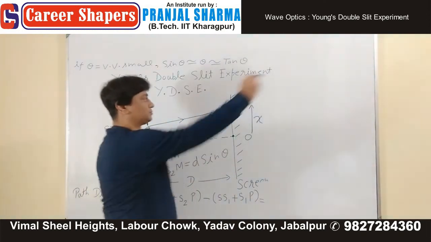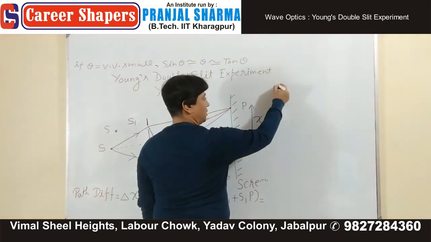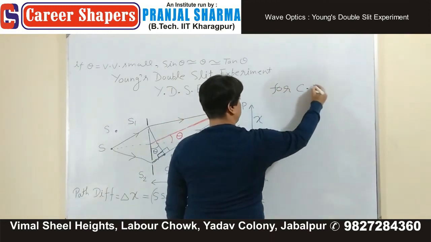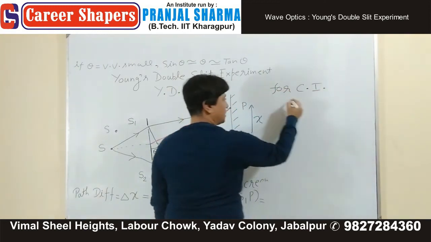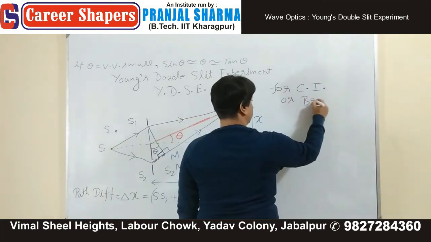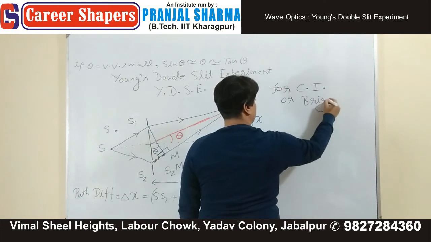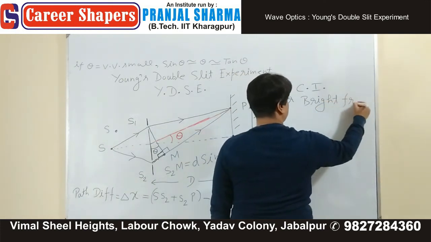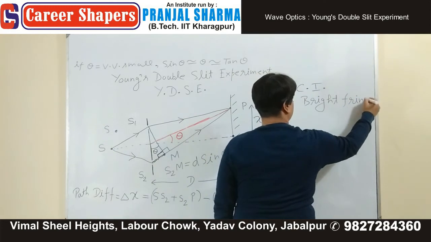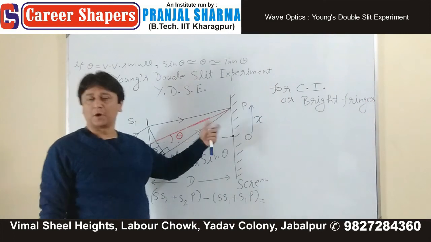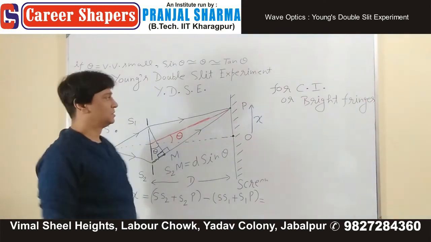Look here. For constructive interference or bright fringes, the bright spot is called bright fringe.